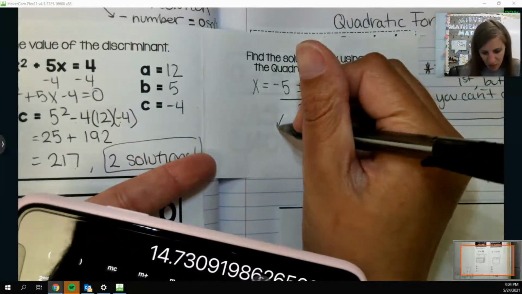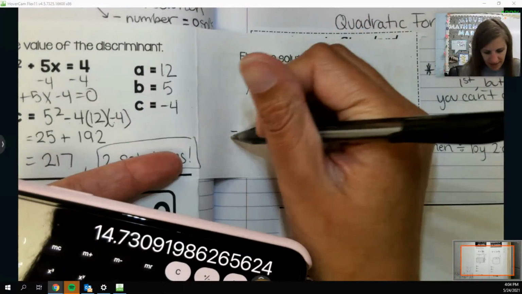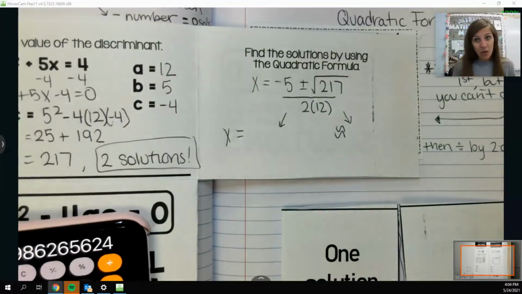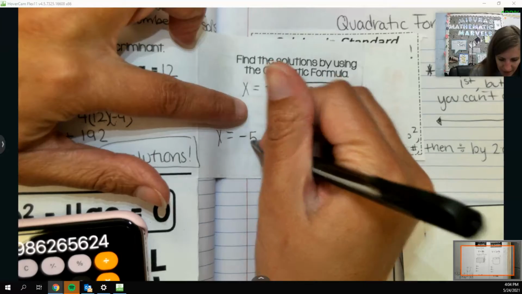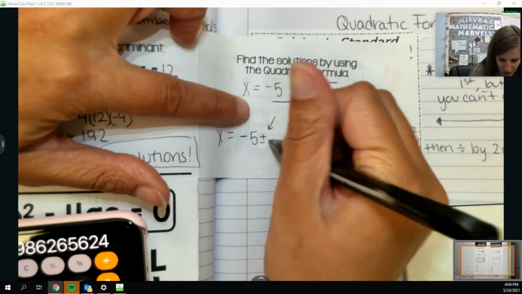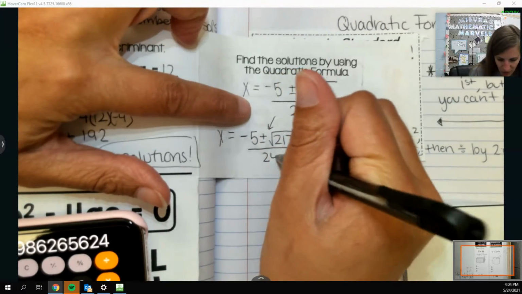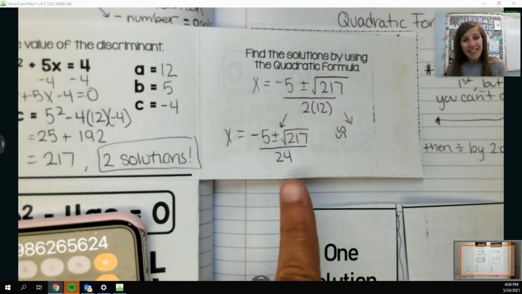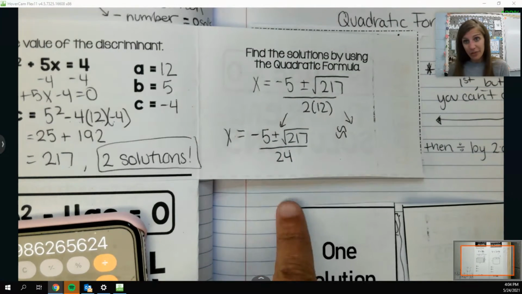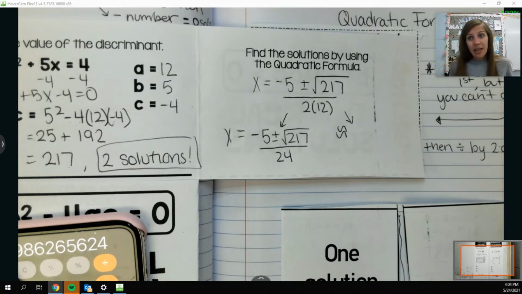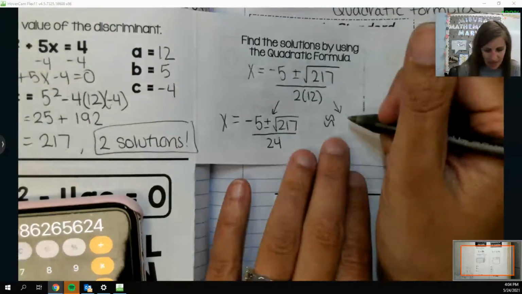So at this point, we can go one of two ways. We can either give an approximate answer, or we can give the exact one. Missouri always liked exact, and since I couldn't take the square root of this, I'm going to leave my final answer as negative 5 plus or minus the square root of 2/17 all over 24. Okay, that is the exact answer. And there are two of them because one is when I add it and the other is when I subtract it.